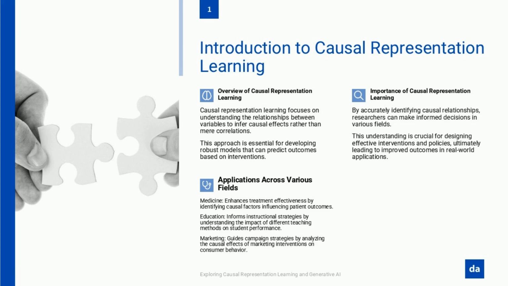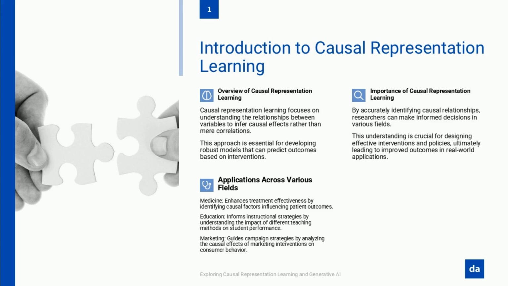At its core, causal representation learning is about identifying the relationships between variables that reflect cause and effect, not just correlation. It's essential for building models that don't just describe the world, but can actively help change it. Imagine having an AI system that can tell you precisely how introducing a new medical treatment will impact patient recovery, or how a specific teaching strategy will improve student performance, or even how a new marketing campaign will drive customer behavior. That's the promise of causal representation learning. Decisions grounded in evidence, not guesswork.